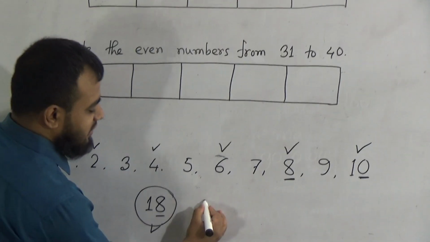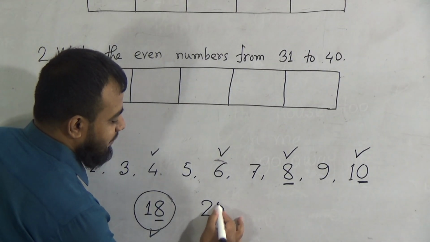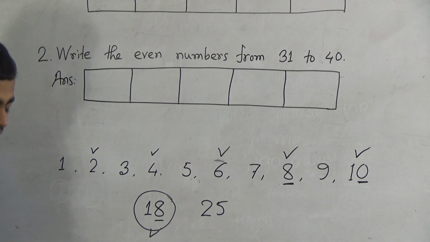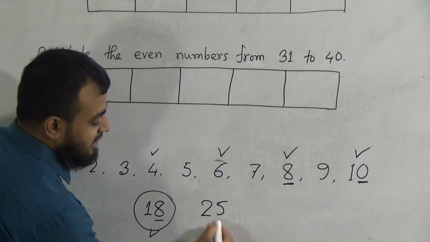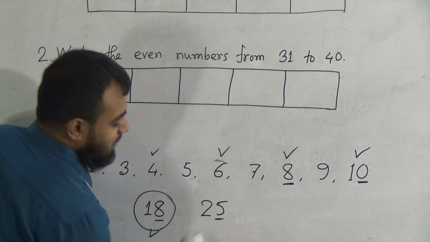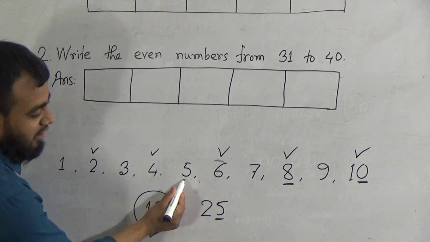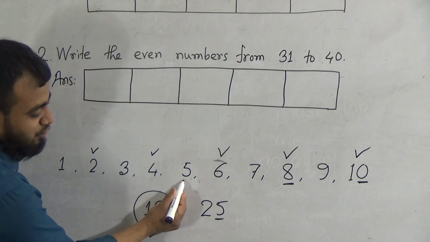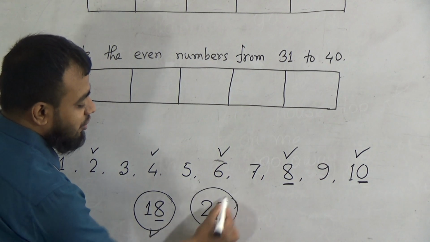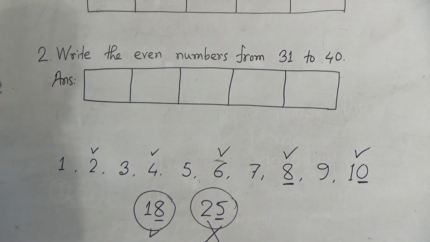Now we will test, suppose it's 25. Is 25 an even number or not? Look, my dear students, in the ones place, on the right side, we have 5. And 5 is not an even number because 5 can't make a pair. So 25 is not an even number. I hope you have understood.